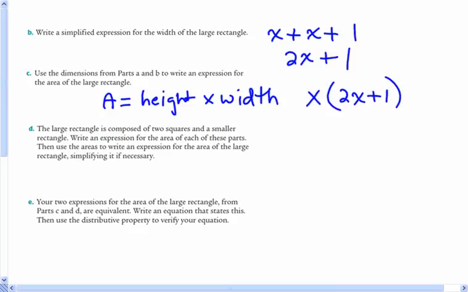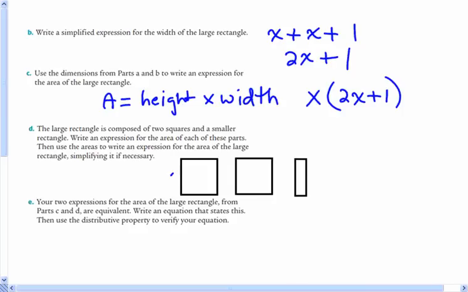Okay, now you'll notice that the large rectangle is composed of 2 squares and a smaller rectangle, and we want to write an expression for the area of each of these parts. So we have 2 squares, and I'll put it like this, square, 1 more square just like that, and I'm going to separate them apart so we can see that they're really separate little areas, and then a little rectangle strip that was on the end, like that. And so I have 3 parts, and we can talk about the area individually.